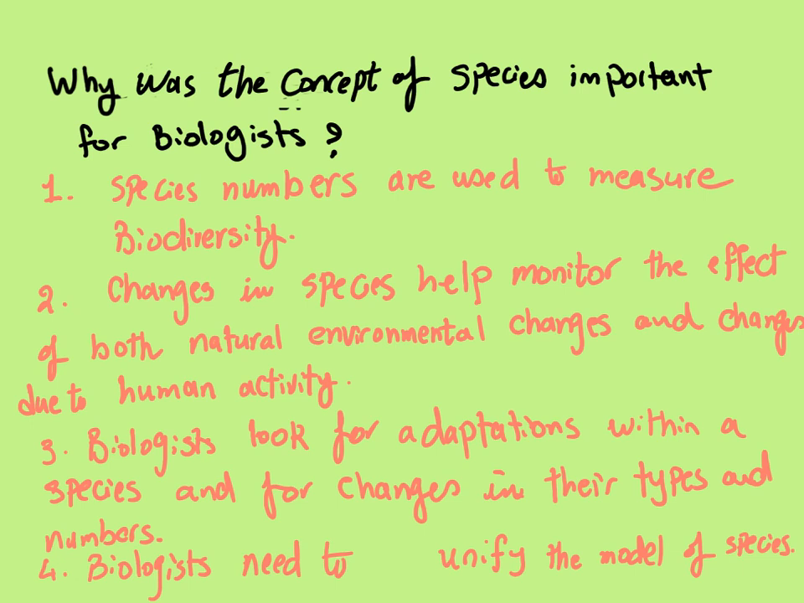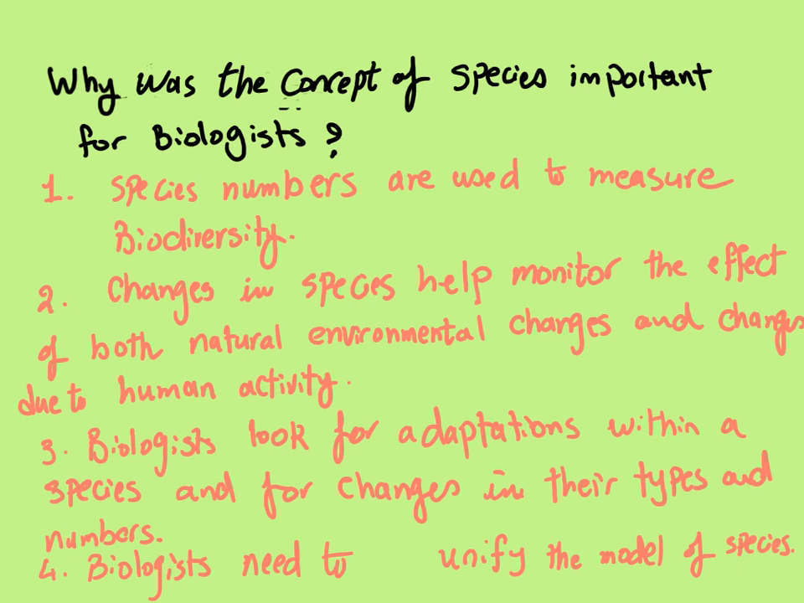Two, changes in species help monitor the effect of both natural environmental changes and changes due to human activity. If you know the number of species, you can measure the change. Measuring the change lets you know the effect of the environment or of humans on the natural environment.